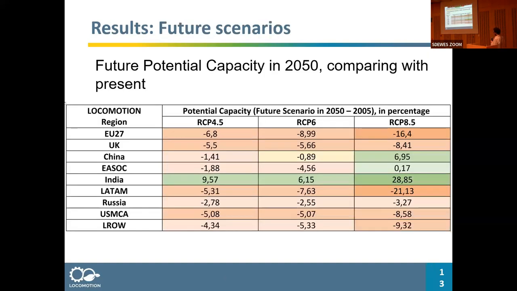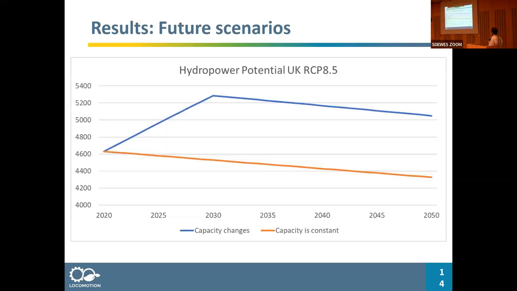Here in this table are the results summarized. So this is a table with future potential capacity in 2050 compared with the present, in percentage, looking at the current period. So here are the results for the RCP 4.5. We can see that the European Union can have the future potential capacity lowering by 7%, 9% in the RCP 6, and 16% in the RCP 8.5. Okay, again, we have decreases almost everywhere except in India and in China in the most extreme scenario.